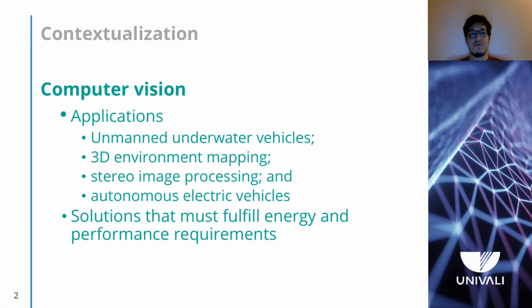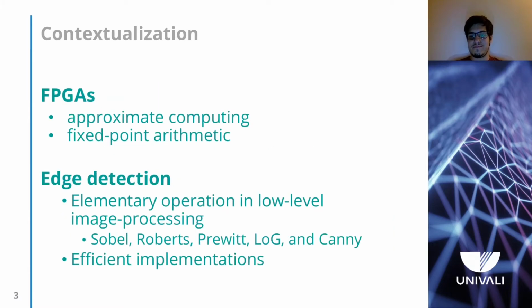The evolution of computing systems made possible the development of new applications. Among the emerging applications, we can highlight those using computer vision systems, such as unmanned underwater vehicles, 3D environment mapping, stereo image processing, and autonomous electric vehicles. These applications have requirements and must have solutions that fulfill these energy and performance requirements.